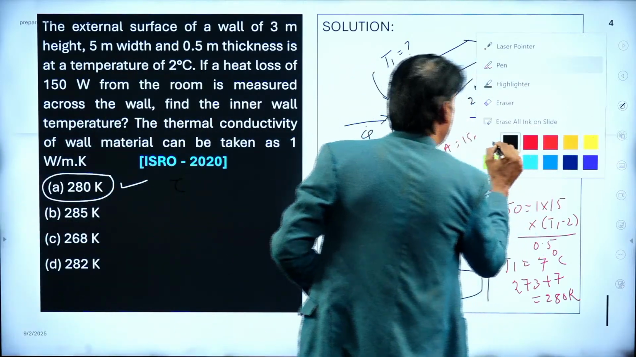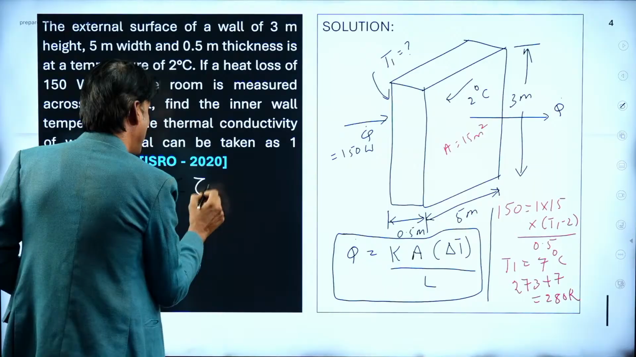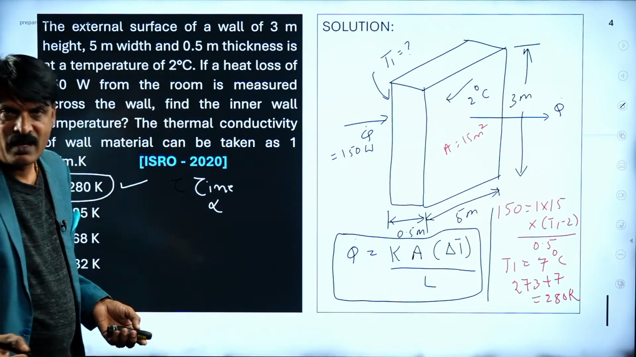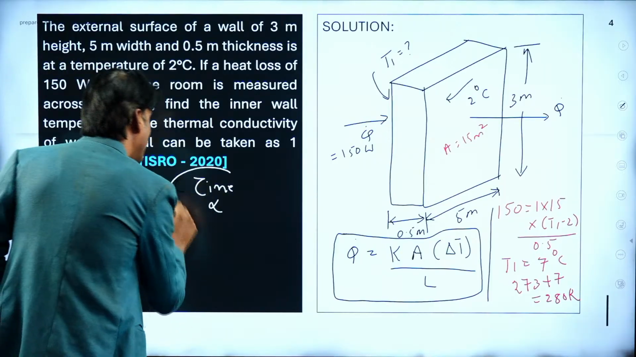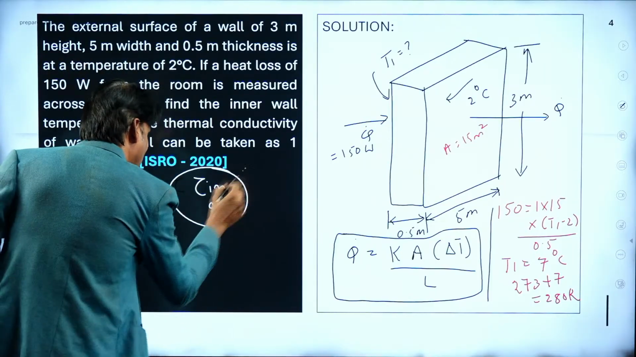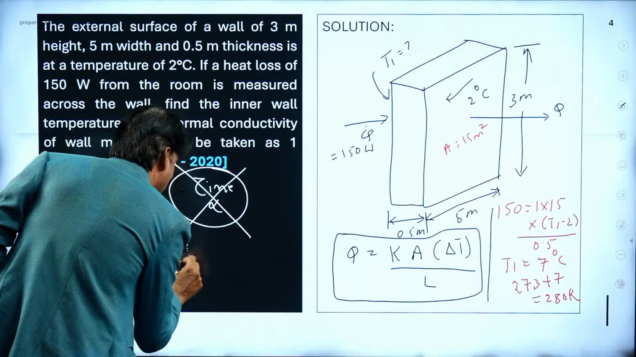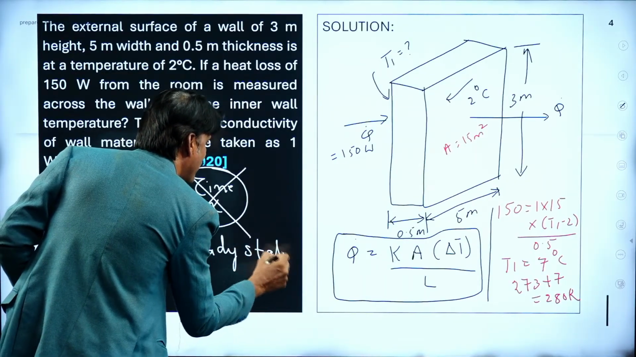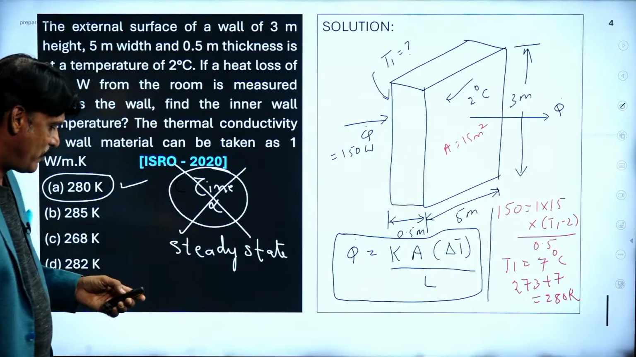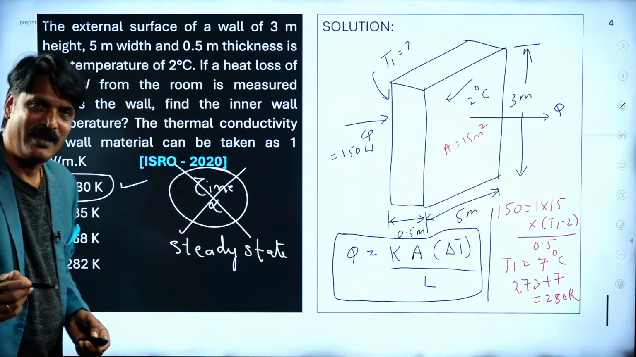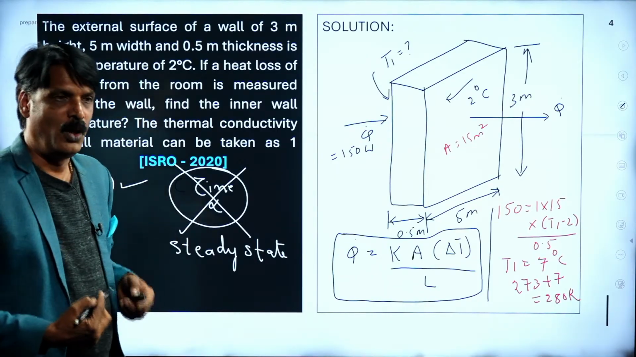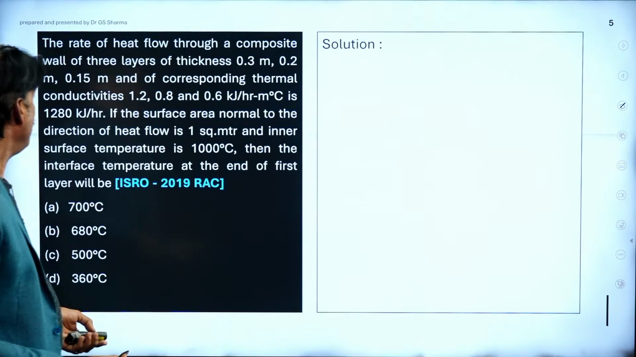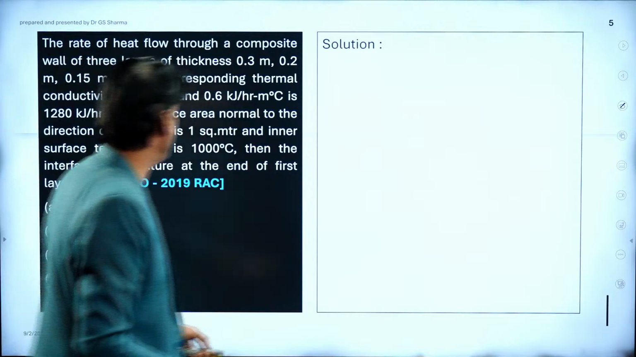When I'm switching it, neither time is defined, nor thermal diffusivity is defined. So I assume these parameters are not given, and I'll try to take this as a steady state problem and then solve it. That's the solution. They are simple, but the only thing is we have to look at the situations and then arrive at the solutions. Now I'll go to the next question.